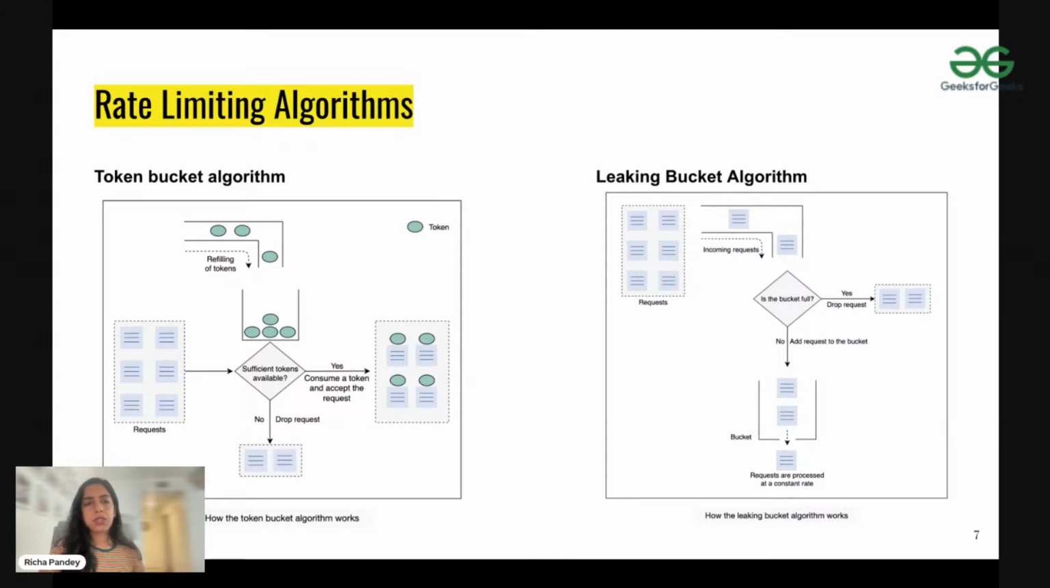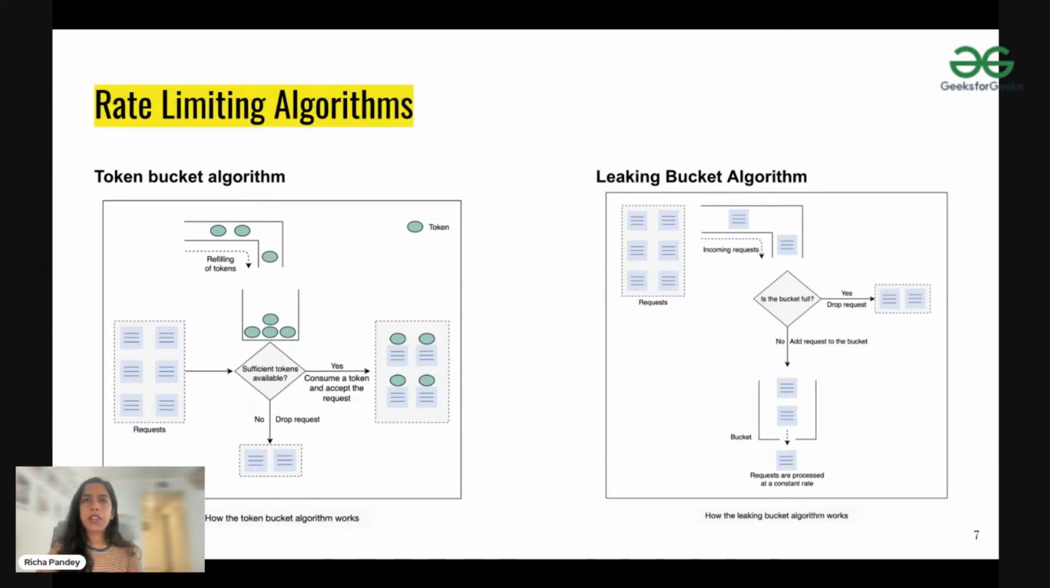So these are the two primary algorithms. There are also more algorithms for rate limiting, which we're not going to cover right now. I would say these are the primary algorithms; the others are not so important. So yeah, this is the whole idea of rate limiting.